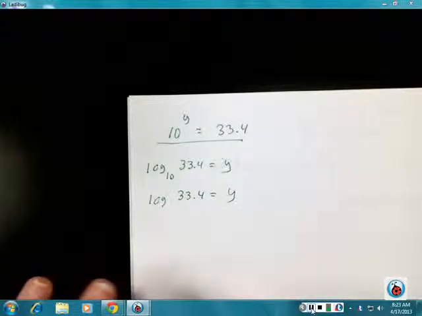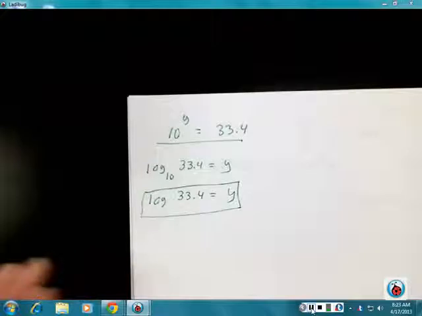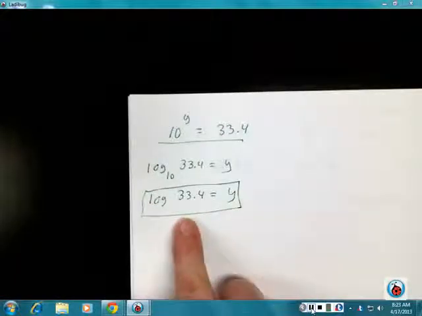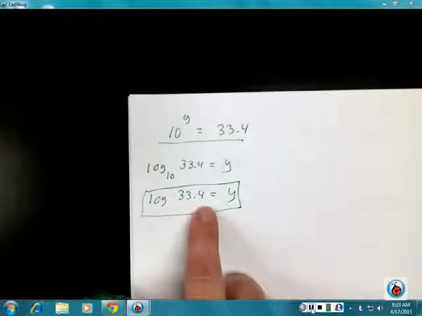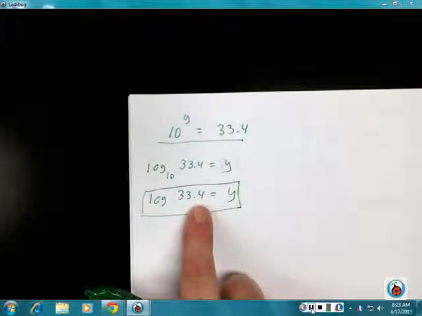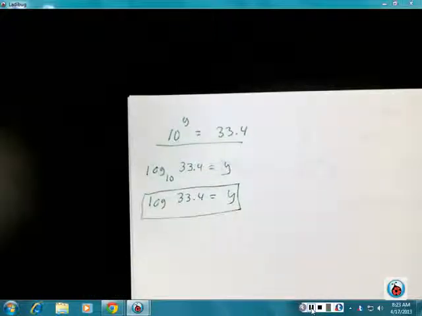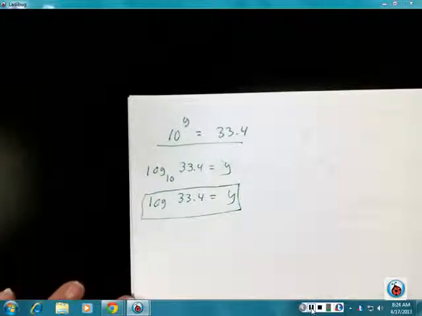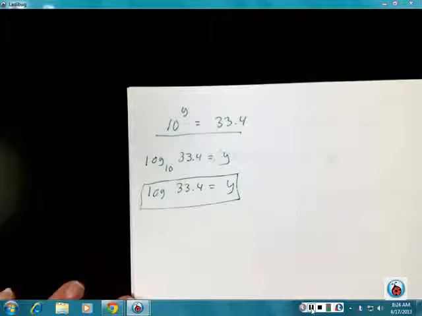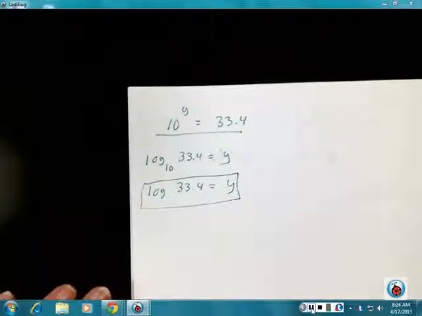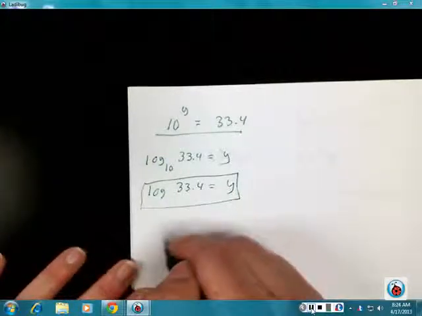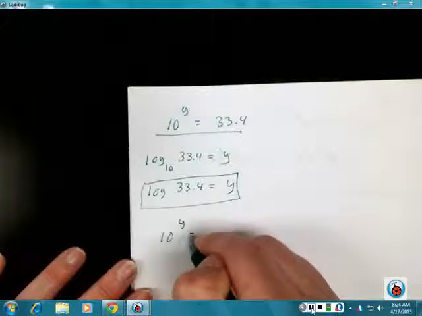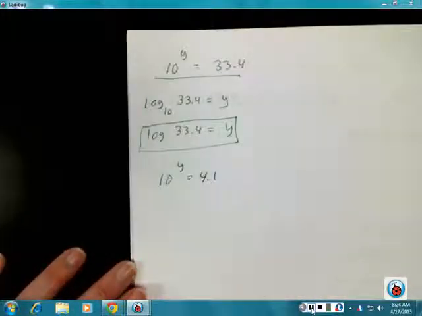I'm thinking that all you're asked to do in Hawkes is just to leave it like this, not solving for y. But we could, because we could put log 33.4 into our calculator and come up with what y equals. But I don't think they ask for that. I think they leave it as is, because that's what I've written in my notes. So let's do another one. 10 to the y is equal to 4.1. What's that one going to end up equaling?